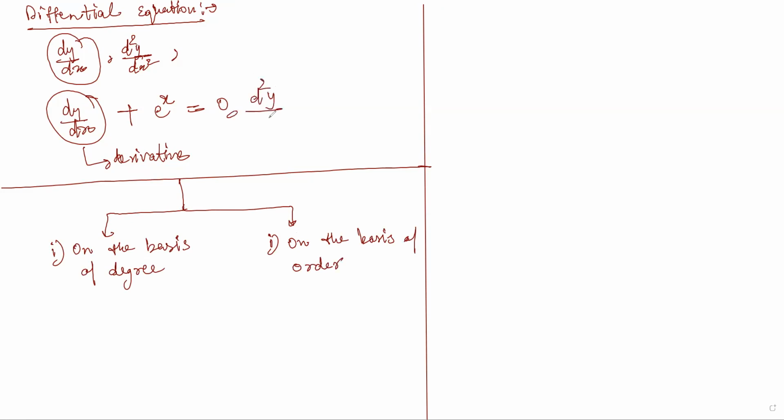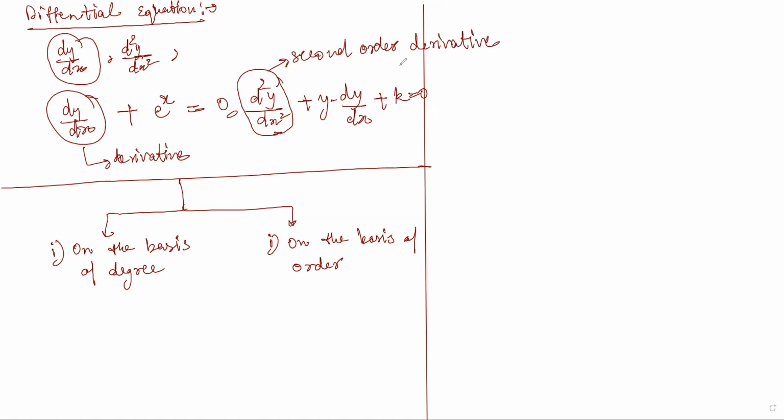Like you can also write d2y by dx square plus y into dy by dx plus k is equal to 0. Right? This is also a differential equation. But here you can see that there is a second order derivative that is used. Second order derivative means this function has been differentiated twice with respect to x. Hence we are using a second order derivative. So what is an order? Order is how many times you have differentiated your function, right?